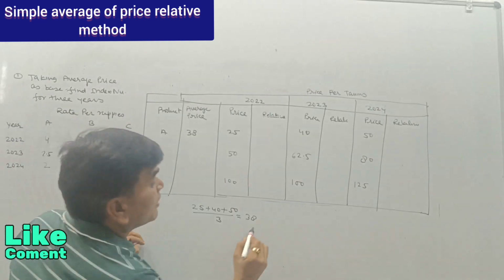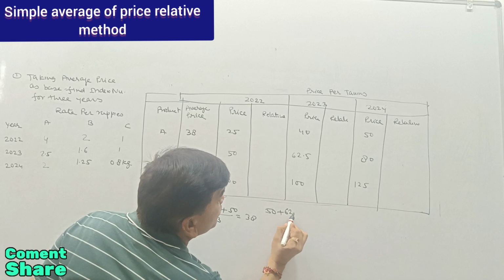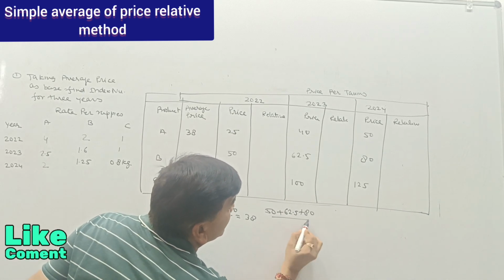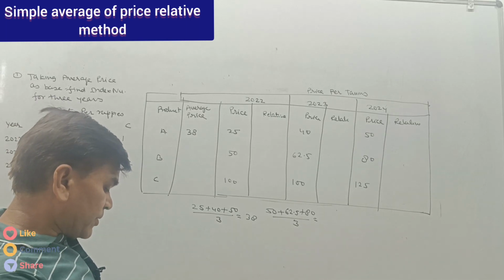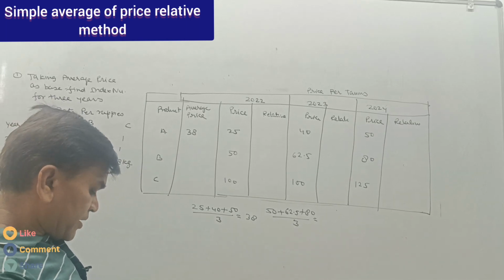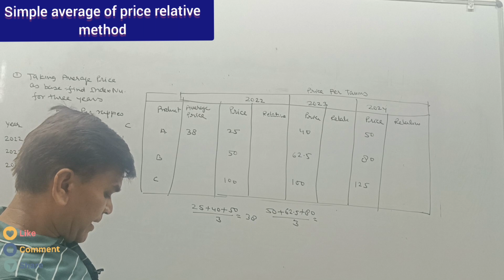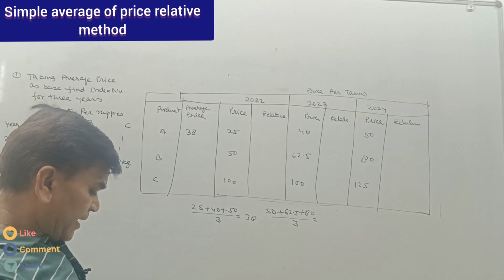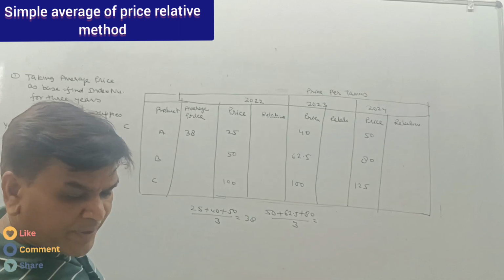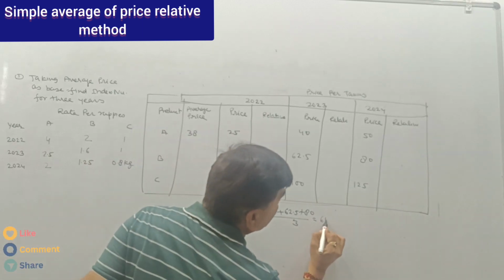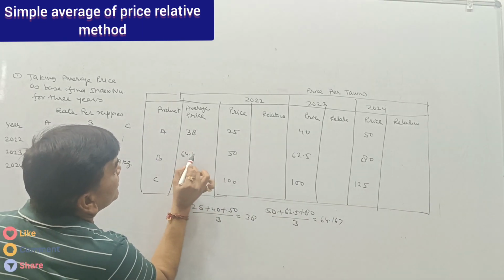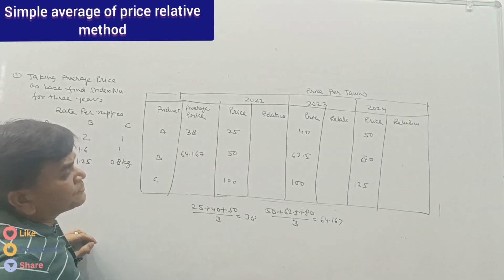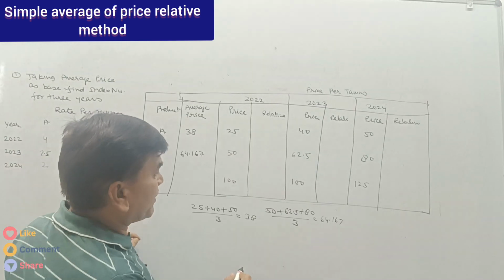Second, 50 plus 62.5 plus 80 divided by 3. So second average price we have calculated: 50 plus 62.5 plus 80 divided by 3, that is 64.167. So second average price is 64.167. Okay.